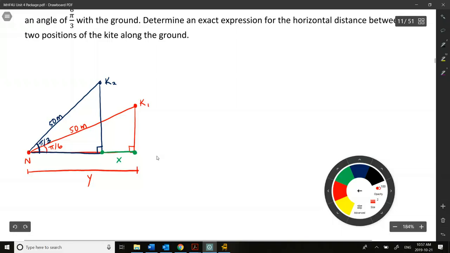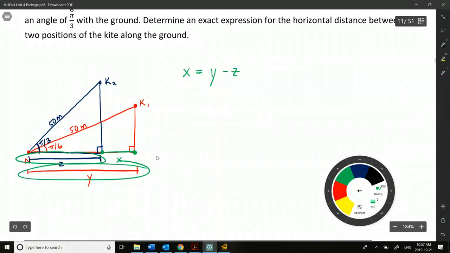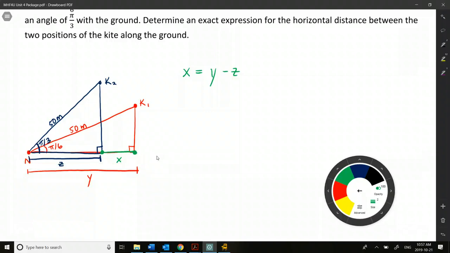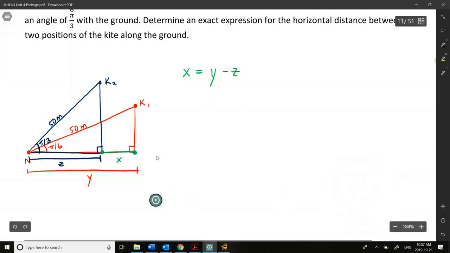Okay, so this one's asking us for exact values, so we want to use our special triangles, special ratios for this. So if I know that whole distance, and if I could potentially find this distance right here, what would be the relationship between x, y, and z? Minus y minus z equals x. Great, so x is going to be equal to y minus z if I can find it. The larger length subtracted by the smaller length will give me this remaining length here. Okay, so if we separate this out a little bit here, I should really be able to use similar triangles to figure this out.